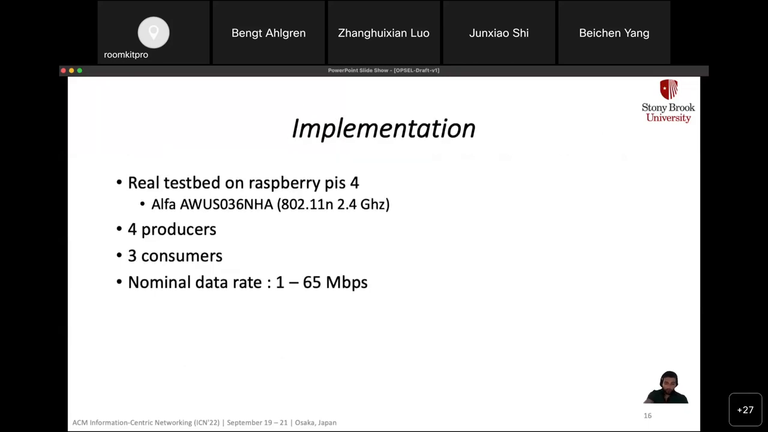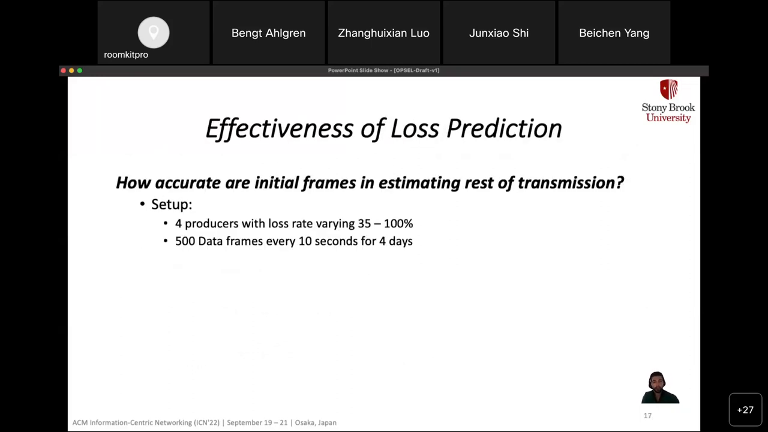And then we go over the implementation. We have a real testbed that we implemented on Raspberry Pi 4s. We use Alfa dongles, 8211N, 2.4 gigahertz. We have a setup of four producers and three consumers. The nominal data rate selection goes from 1 Mbps to 65 Mbps. We'll show some of our evaluation results.